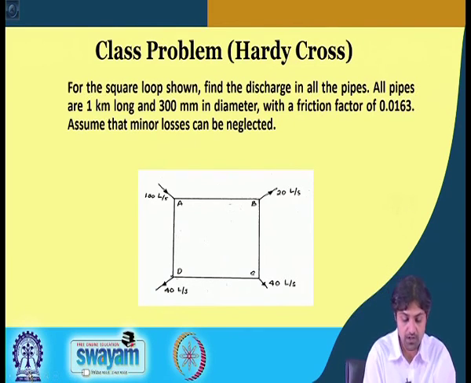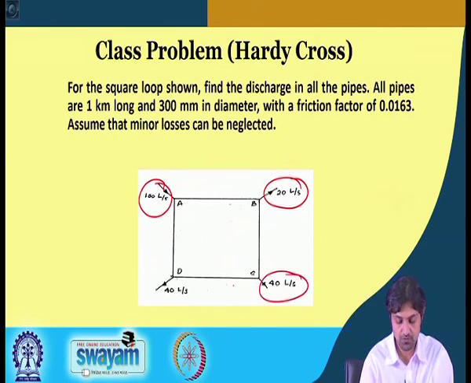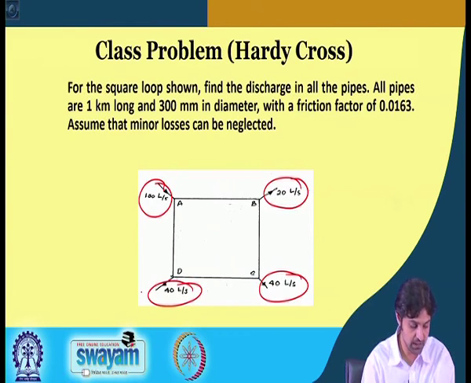A discharge of 100 liters per second is entering from here, okay, and there is an outflow of 20 liters per second here, there is an outflow of 40 liters per second here, and there is again an outflow of 40 liters per second here. And using the Hardy-Cross method, what we have to do? We have to find Q1, Q2, Q3 and Q4.